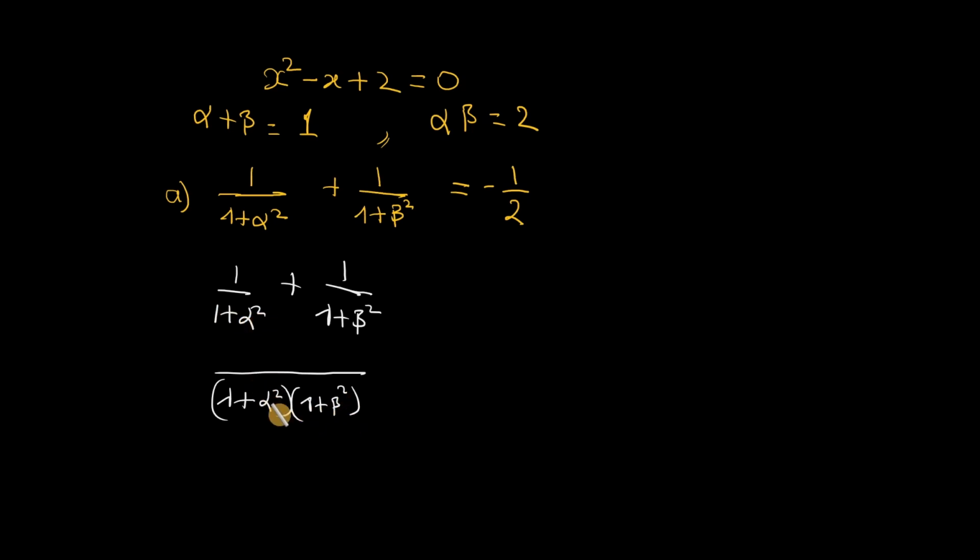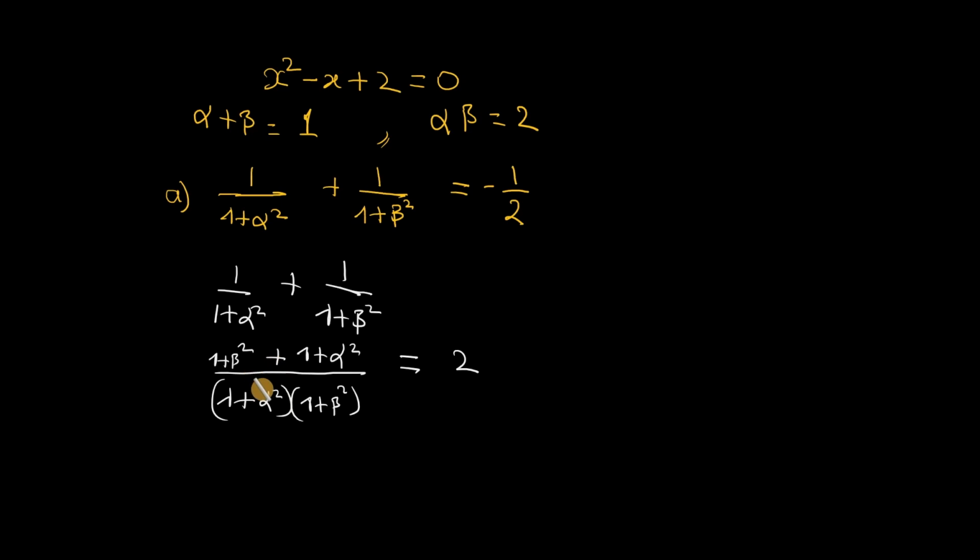1 plus alpha squared goes here, 1 plus beta squared times. That's 1 plus alpha squared cancels 1 plus alpha squared here, and we are left with 1 plus beta squared. 1 plus beta squared times 1 is 1 plus beta squared. 1 plus beta squared goes here, 1 plus alpha squared times. That is 1 plus beta squared cancels 1 plus beta squared, and we are left with 1 plus alpha squared times 1, plus 1 plus alpha squared. This is equal to 1 plus 1, which is 2.